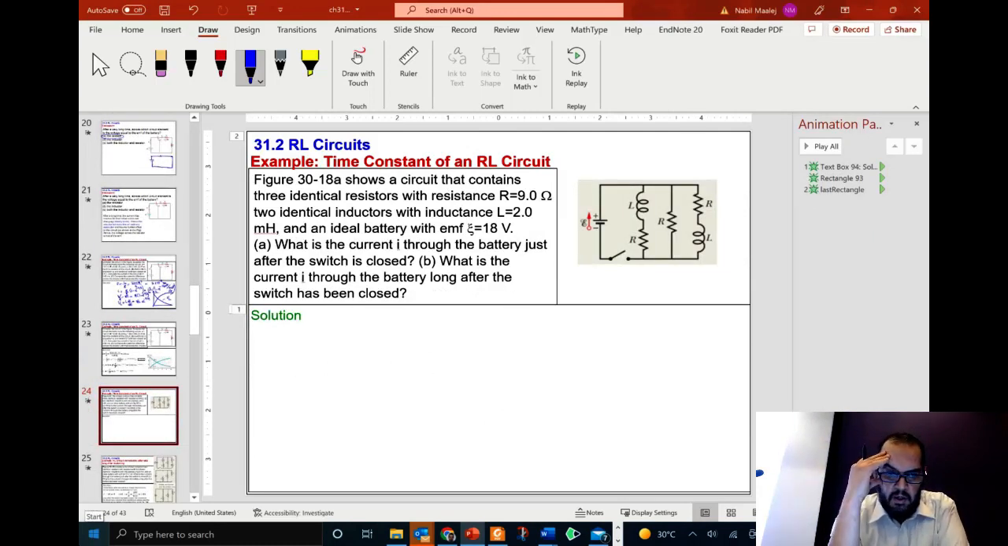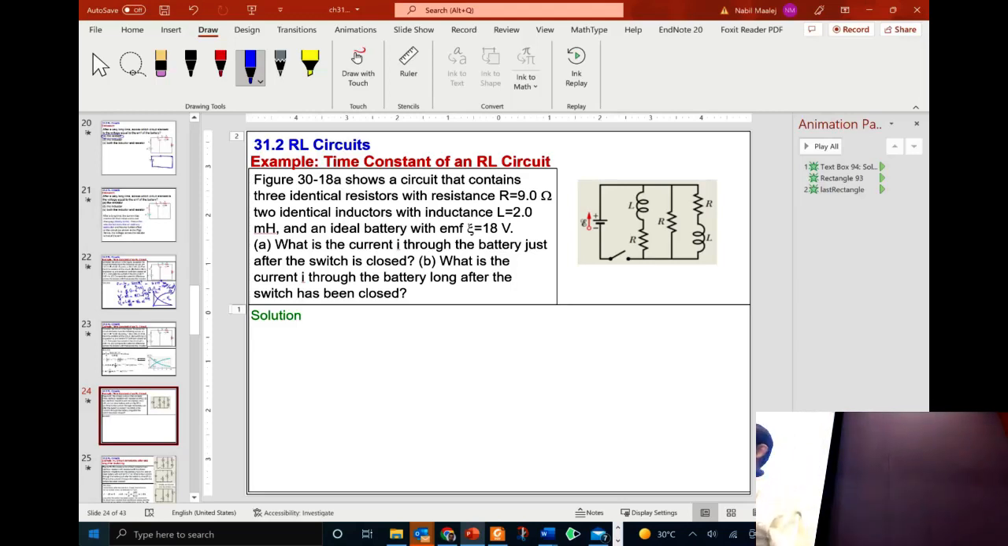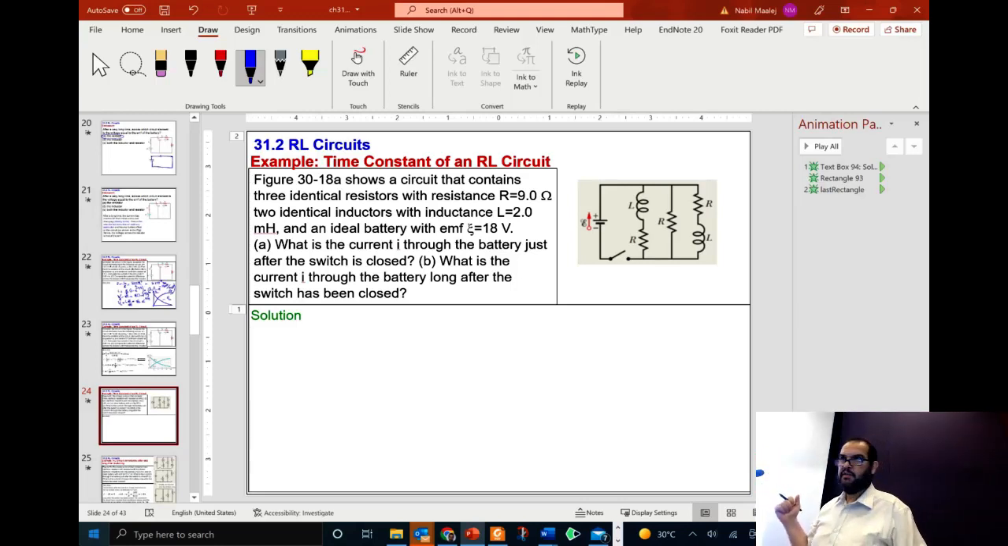Here is another example from another book. Here we have a circuit that contains 3 identical resistors of 9 ohms and 2 identical inductors, each with an inductance of 2 millihenries, and an ideal battery with EMF epsilon of 18 volts. What is the current I through the battery just after the switch is closed? I'll give you 20 seconds to determine that.